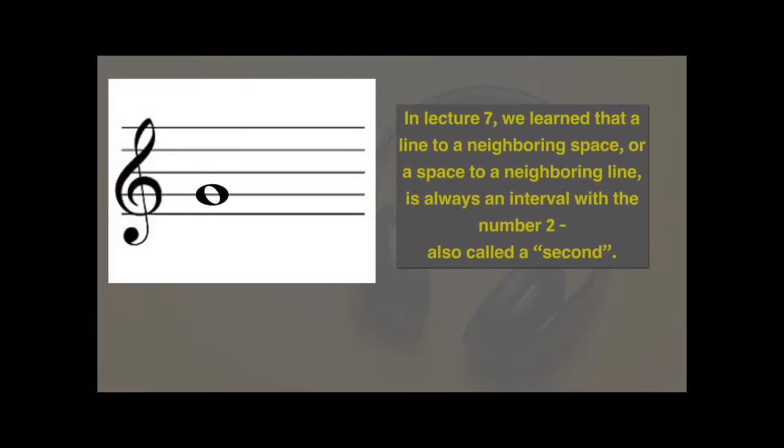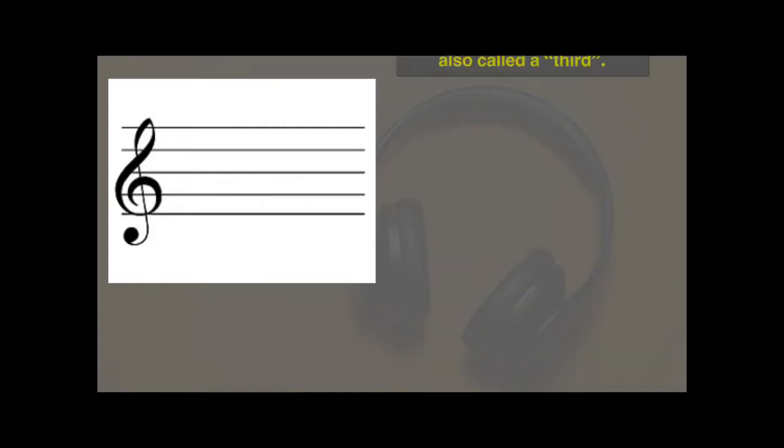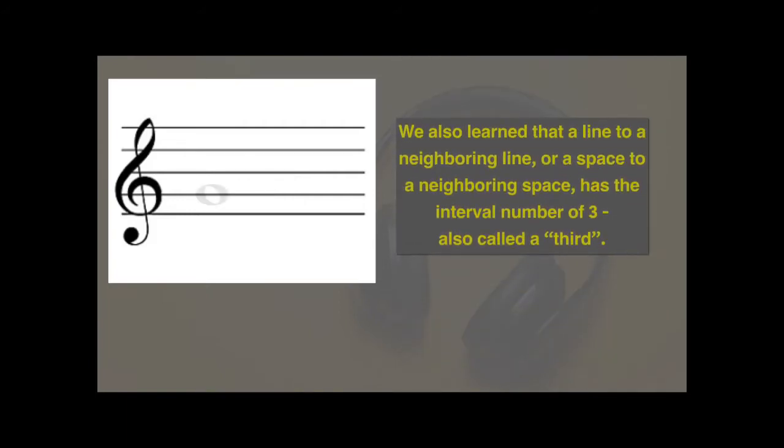In Lecture 7, we learned that a line to a neighboring space, or a space to a neighboring line, is always an interval with the number 2, also called a second. We also learned that a line to a neighboring line, or a space to a neighboring space, has the interval number of 3, also called a third.